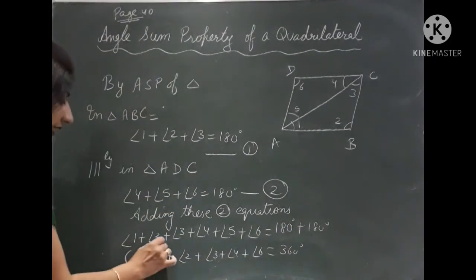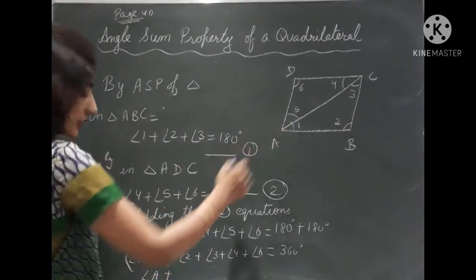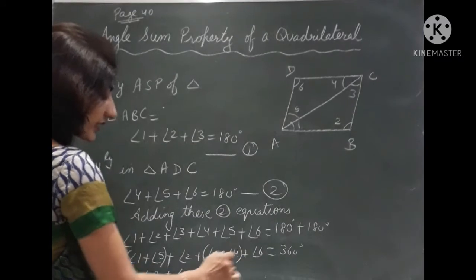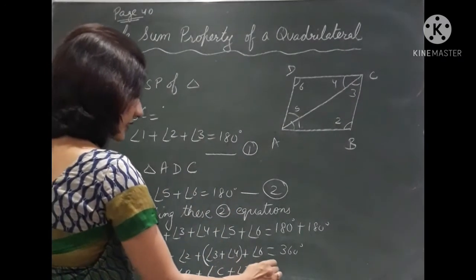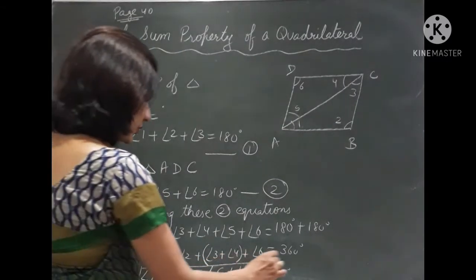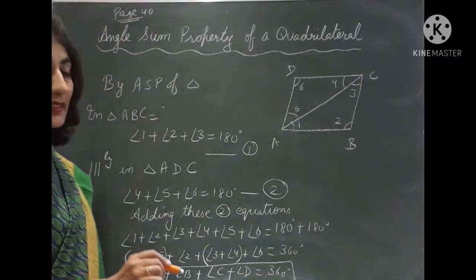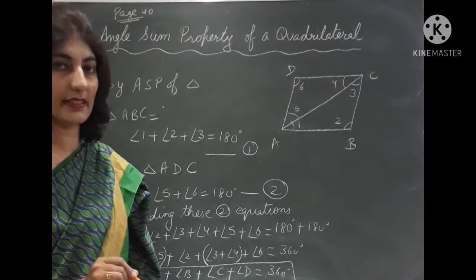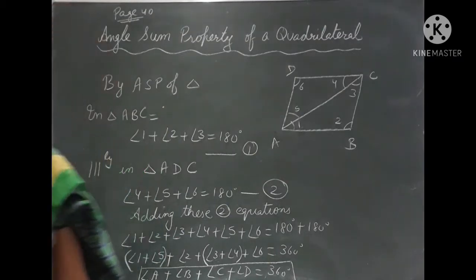Now angle 1 and angle 5 make angle A. So angle A, then angle 2 is angle B. Angle 3 and 4 together make angle C, and angle 6 is angle D. So you can see angle A plus B plus C plus D, the sum has come equal to 360 degrees. This is a very important result about quadrilaterals, that the sum of all angles of a quadrilateral will always be 360 degrees. It will be used in the questions when we do the exercise.